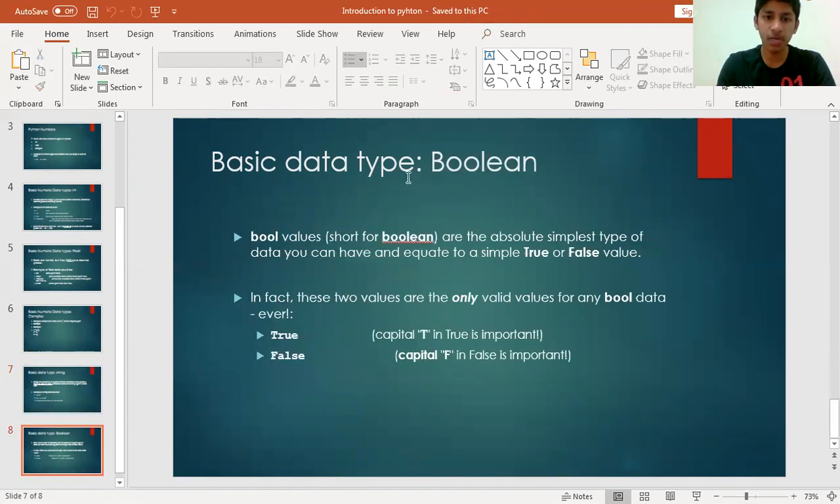Basic data type Boolean. Booleans are nothing but true or false, 0 or 1. In fact, these Boolean values are the absolute simplest type of data you can have and equate to a simple true or false. These two values are the only valid values for any Boolean data.